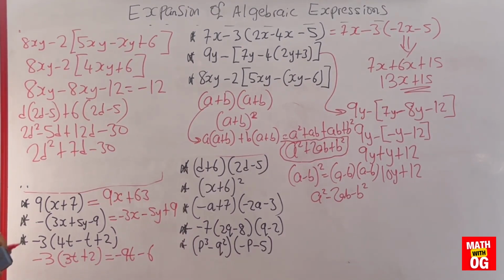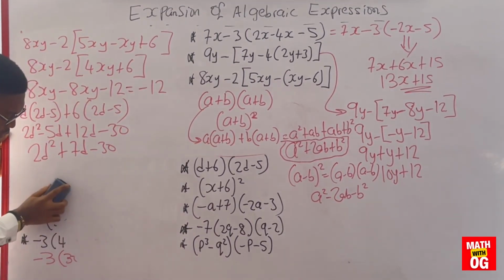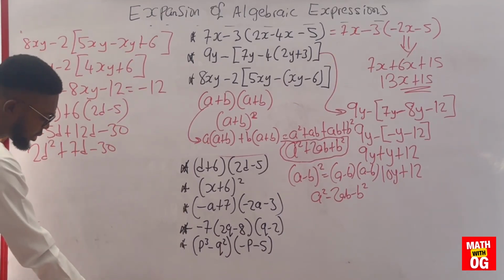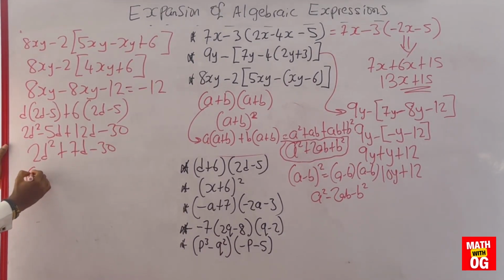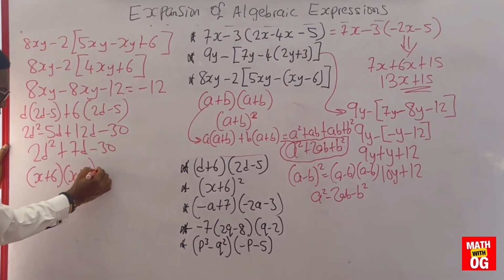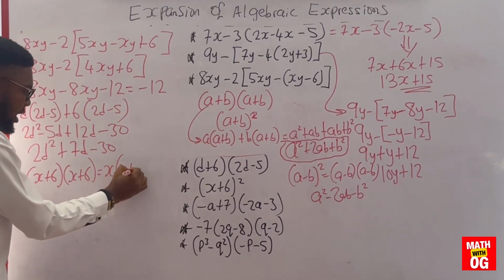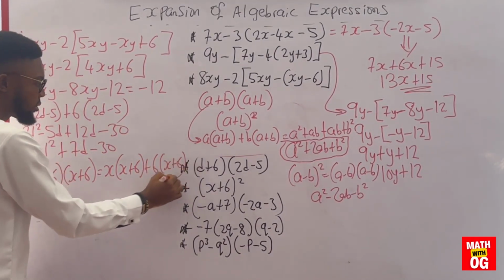Now the next question is x plus 6 all squared. x plus 6 all squared is simply a perfect square. So let's solve that here. x plus 6 all squared should give us x plus 6 into x plus 6. And that is x into x plus 6, plus 6 into x plus 6.